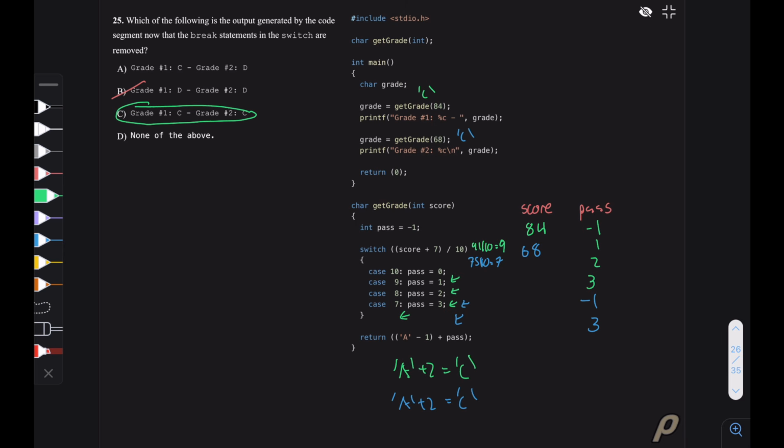So just be careful. Since we didn't have our break statements here, pretty much any time, pass is always going to be set equal to 3. So yeah.